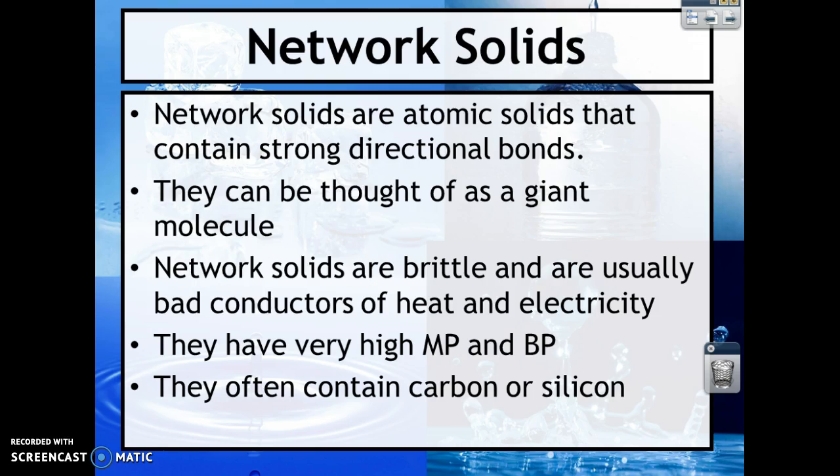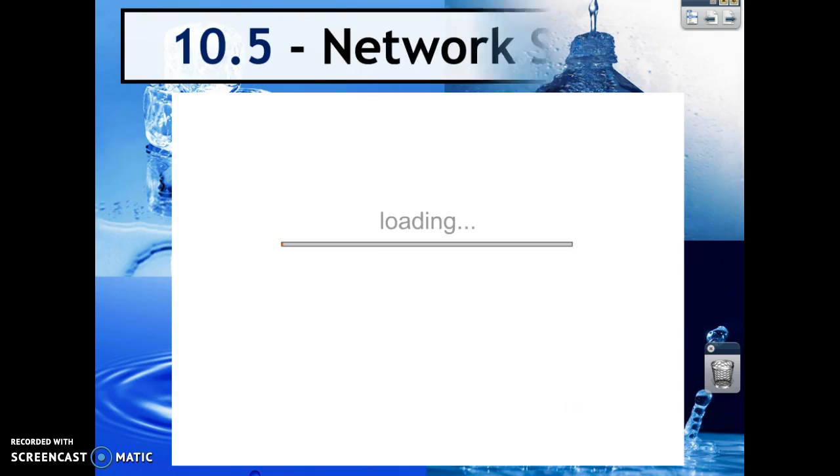So how about those network solids we talked about? They contain these strong directional bonds, and you can think of them as this giant molecule, just like a diamond. Well, diamonds are actually brittle, even though we don't think of them as being brittle. They aren't flexible, so they're usually bad conductors of heat and electricity as well. You can almost think of them as ionic compounds. They have high melting and boiling points. They often have carbon and silicon, but sometimes they are actually covalent. They're just really strong and they act like ionic bonds.